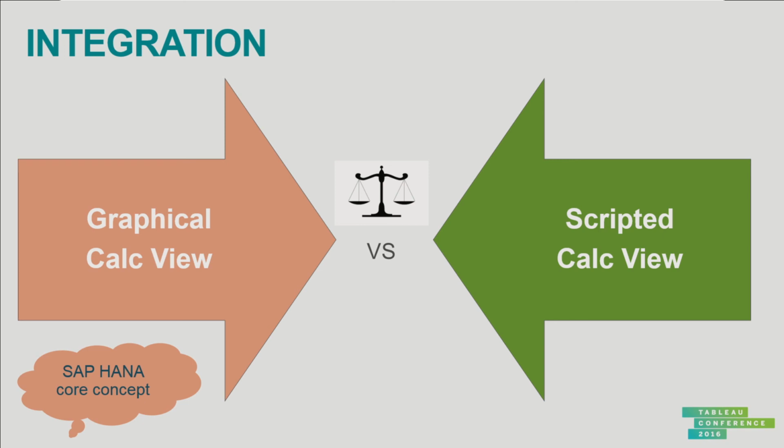But the scripted calc view does have its own benefits. When do you want to run it? How many people use the ECC hierarchies? Yeah, so that's a good solution. If you want to do hierarchies within hierarchies, which is quite complicated in ECC, and you want to rebuild that logic in HANA, definitely use scripted calc views. For all the advanced SQL programming that you want to do, use the scripted calc view.